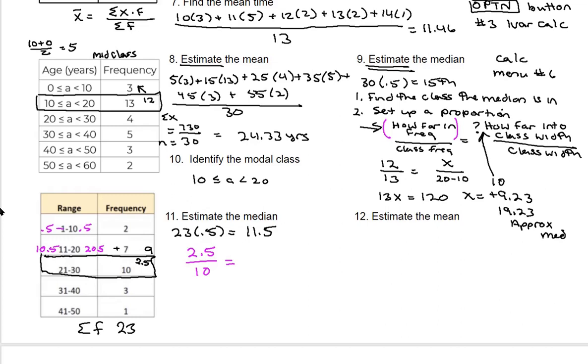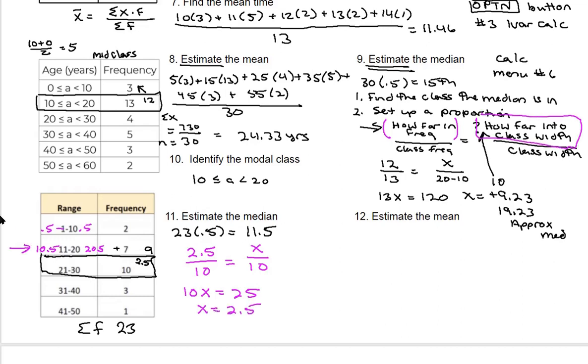We're going to start off with x. We don't know how far we have to go in, but we do know that the class width is going to be from 20.5 to 30.5. So that's going to be 10. And so now all I got to do is cross multiply, and I get 10x is equal to 25. X is equal to 2.5.